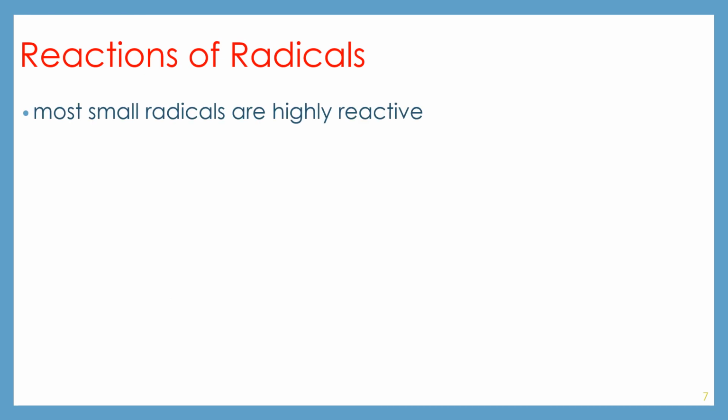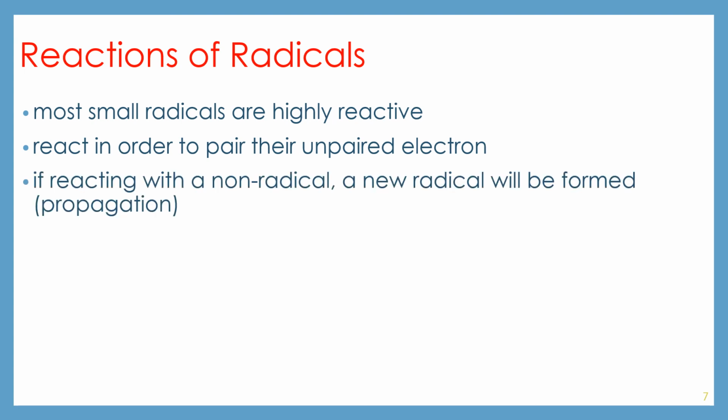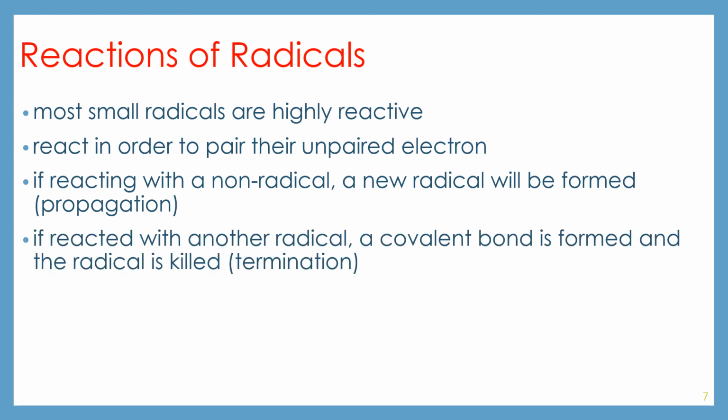So let's talk about the reactions of radicals. We're just going to touch on this briefly, and then the next video will actually talk about specific reactions. Most small radicals are highly reactive. They react in order to pair their unpaired electron. If a radical is reacting with a non-radical, a new radical will be formed. This step is called propagation. If a radical is reacted with another radical, a covalent bond is formed and the radical is killed. This step is called termination.